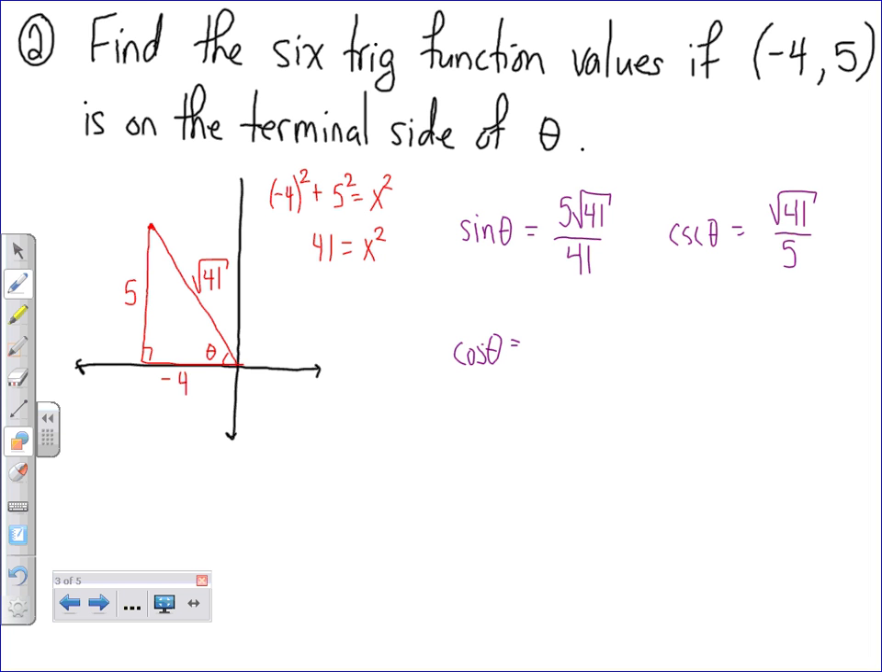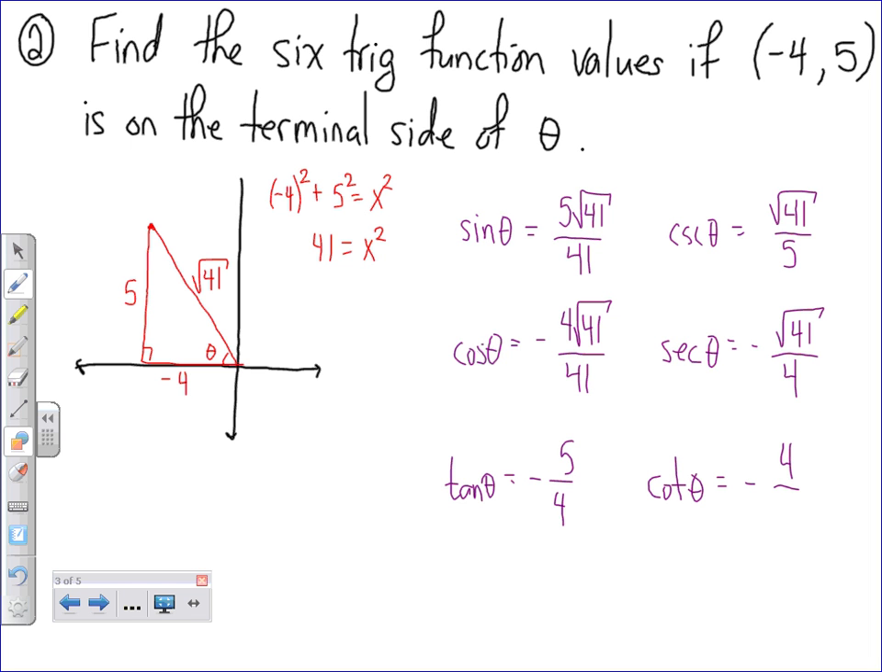Cosine is adjacent over hypotenuse, so we have negative 4 divided by the square root of 41, so negative 4 square root of 41 over 41. Secant is its reciprocal. It'll take the square root of 41 over negative 4. And the tangent of theta is opposite over adjacent, so we'll go with negative 5 over 4. And then cotangent is its reciprocal, negative 4/5.